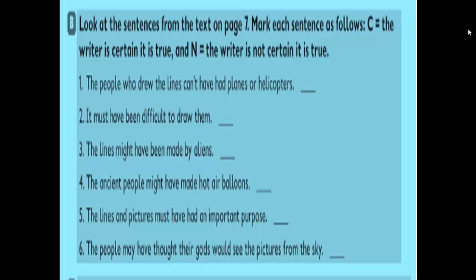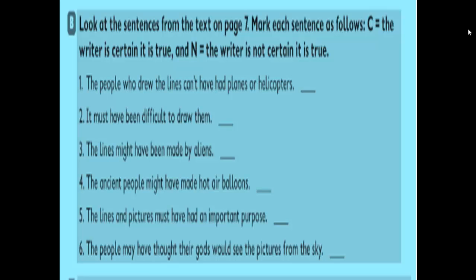Now, number B, look at the sentences from the text on page number 7. Mark each sentence as follows. We have to put the letter C if the writer is certain it's true. So if the speaker is certain this sentence is true, we can put the letter C, and we put N to refer to the uncertain sentences. We put N if the writer is not certain this sentence is true.